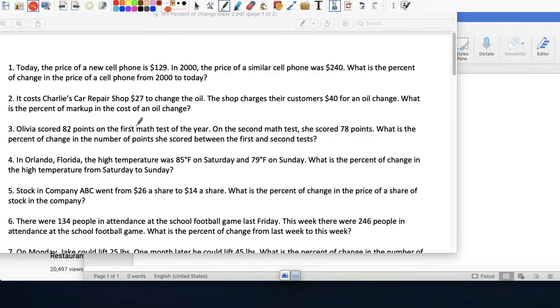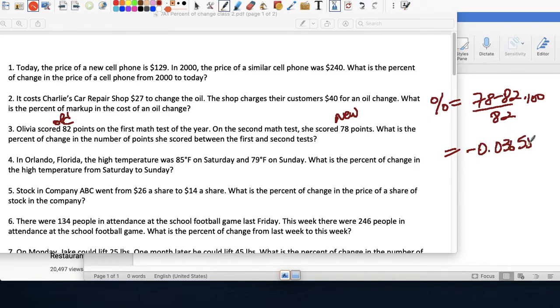3. Olivia scored 82 points in the first math test. On the second math test, she got 78. So this is the new. This is the old. So percent change is going to be 78 minus 82 divided by 82. I forgot the times 100. So 78 minus 82, enter, divided by 82. You're going to get negative 0.03658. I'm going to change that, move the decimal 2 over. Negative 3.66%. So she dropped a little bit.